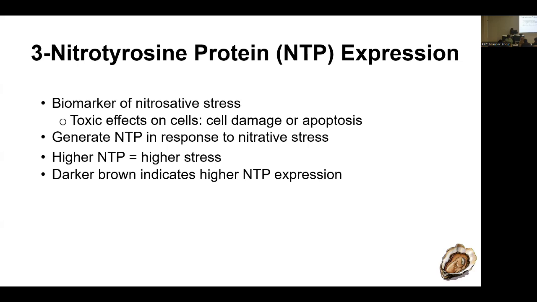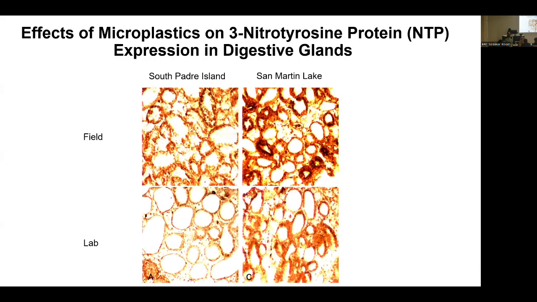As we can see right now, a darker brown indicates higher NTP expression. I'm still getting my data for this one, so I'm not going to show it. It's not very good, but we can visually see that the field is significantly darker in color as opposed to the lab. That's a good sign. That means my field oysters were a little bit more stressed than my lab, which is what we were trying to see.